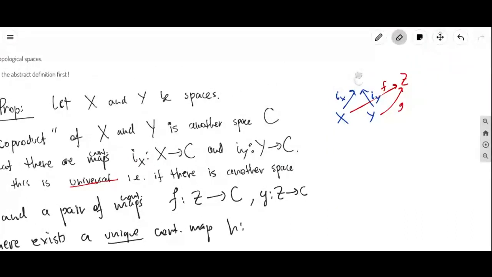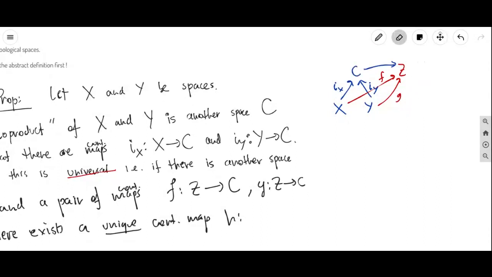So I like to think of the supremum. I think of the C as the supremum of X and Y. It's like bigger than those two. They're both going into it. This is sort of like the supremum, the least upper bound, and Z is another upper bound. But C is the least upper bound, so it has to be smaller than Z. So this way, it has to go like this. So in the other one, it went like this. Here it goes like this.